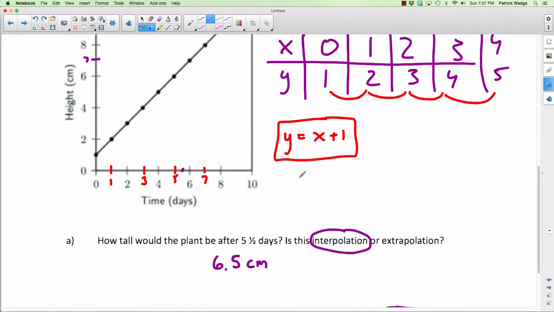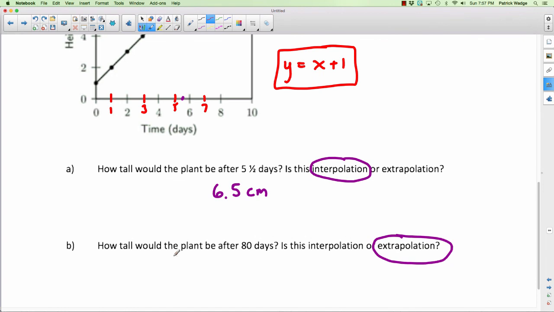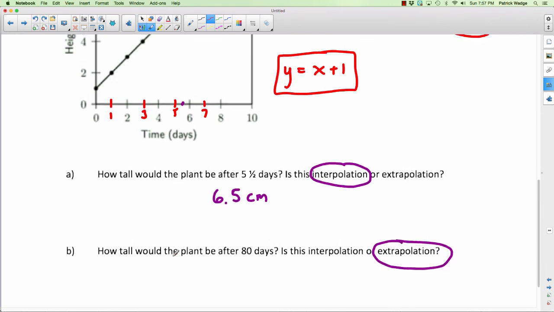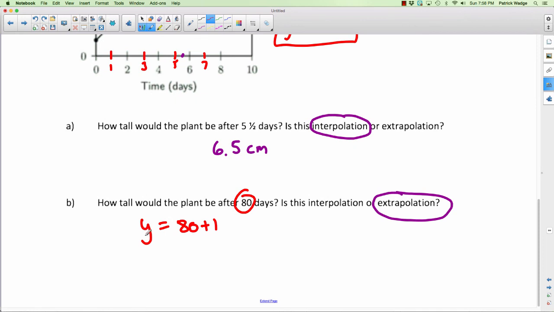Great, now that I have that, it's going to be very easy to figure out how tall it would be after 80 days. I just take 80 and plug it into the x. So I get y equals 80 plus 1. Well, 80 plus 1 is 81 centimeters. Done. But I want you to think about that answer for a second. How confident do you feel about that answer?